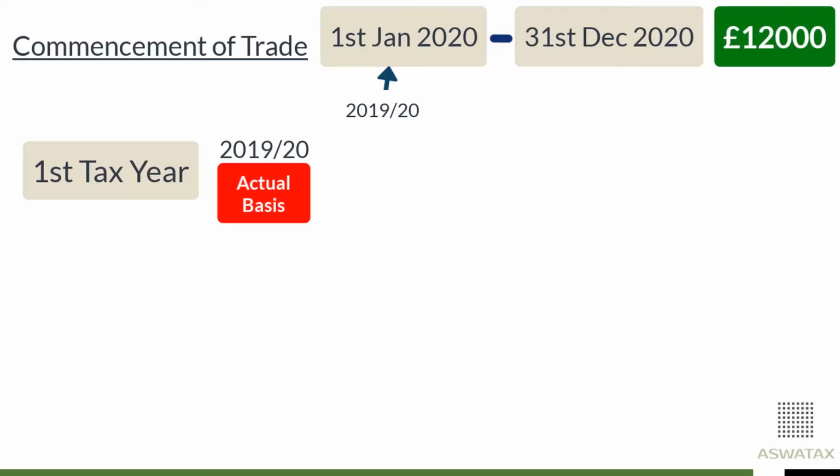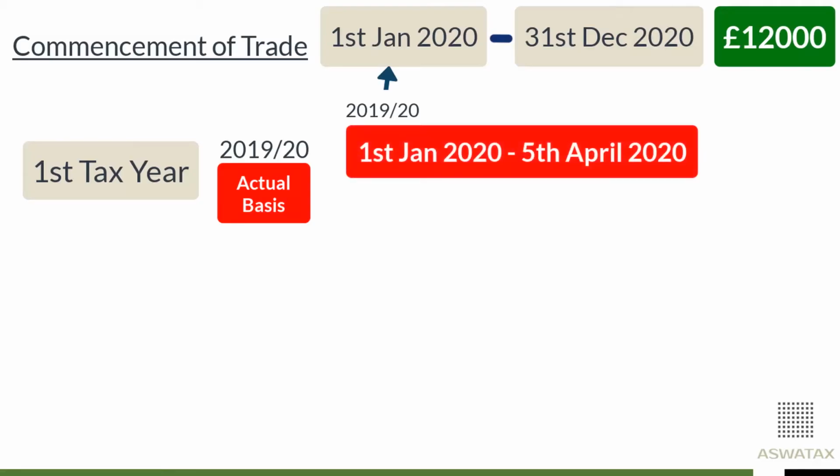So actual basis, what are the rules for the actual basis? You effectively tax everything from commencement of trade up until 5th April at the end of the tax year. Keep that in mind. So therefore, 1st of Jan to 5th of April, January, February, March, 3 months. You don't count the 5 days. Treat the 5 days separately, and then the remaining days of April would be treated as a full month in the next tax year.